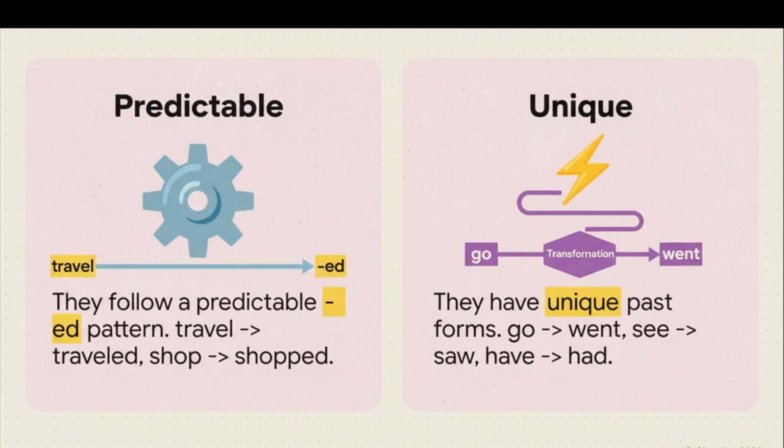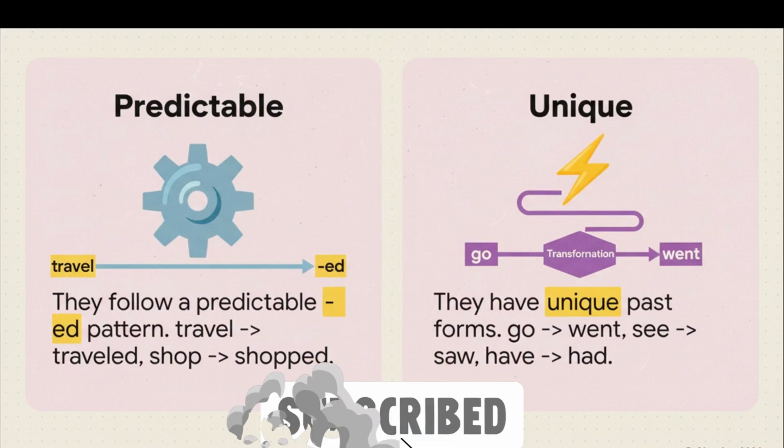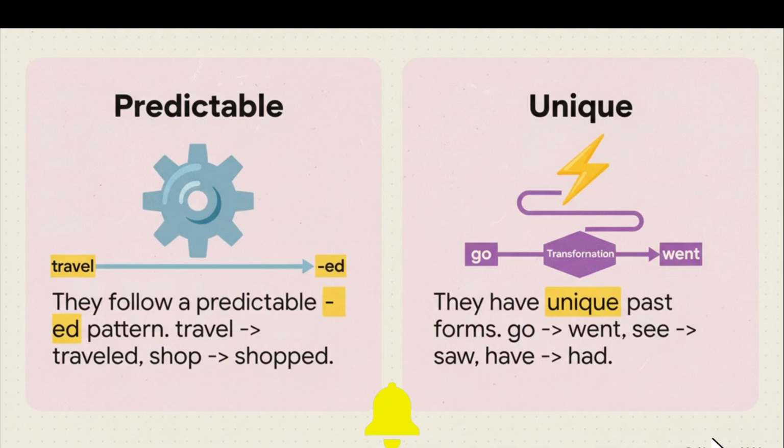But, English just loves to break its own rules, and that's where irregular verbs come in. On the left, you've got our nice, well-behaved regular verbs. But on the right, those are the rebels. They don't follow the ed rule at all. They just change into a totally new word. Go becomes went. See becomes saw. These guys, you just kind of have to memorize them over time.